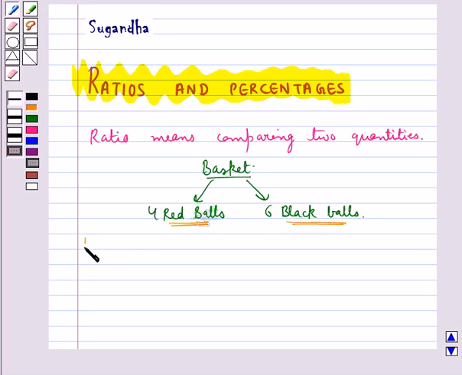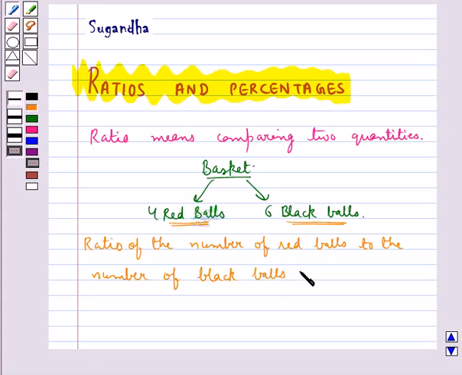So, ratio of the number of red balls to the number of black balls is 4:6. Now this comparison can be done by using fractions also.